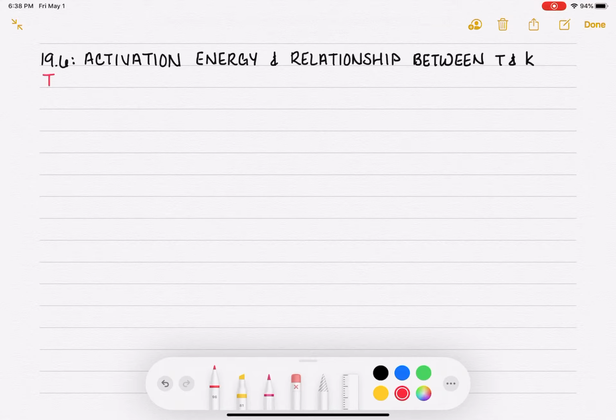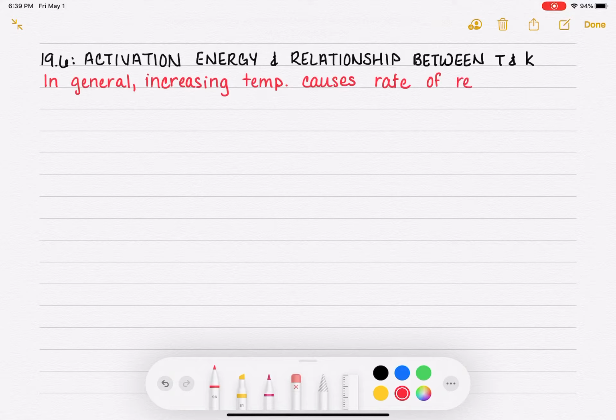So we're going to start with a generalization. In general, not all the time, but usually, when we increase the temperature of a reaction, that causes the rate of the reaction to increase as well. Increasing temperature causes the rate of the reaction to also increase. And we have a pretty simple explanation for this.